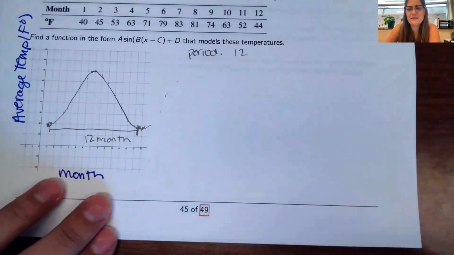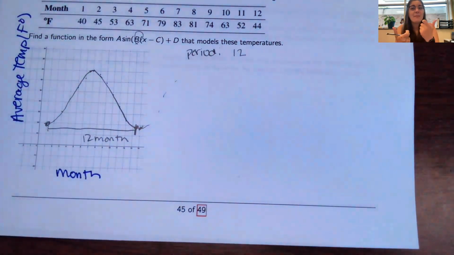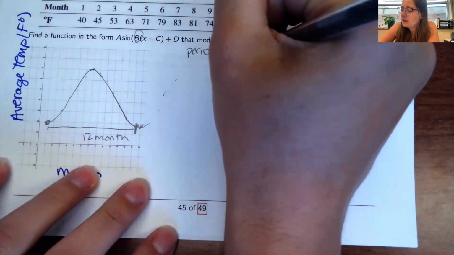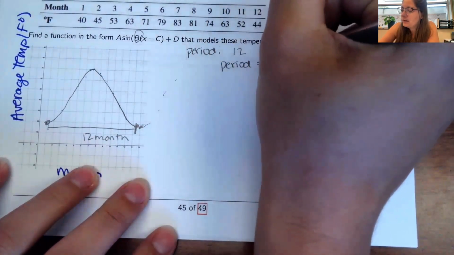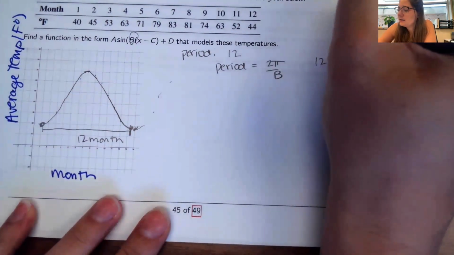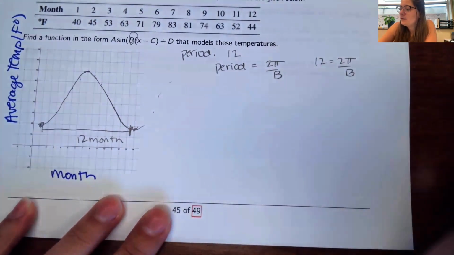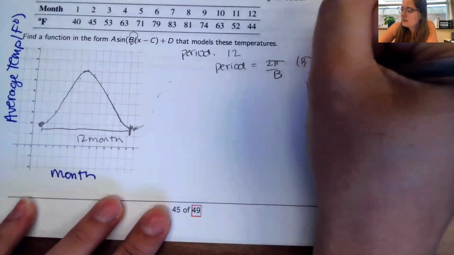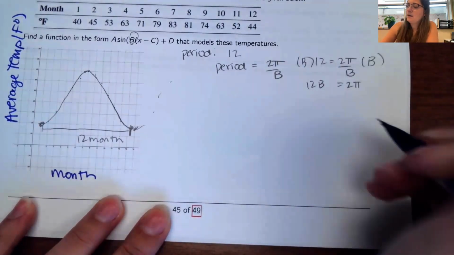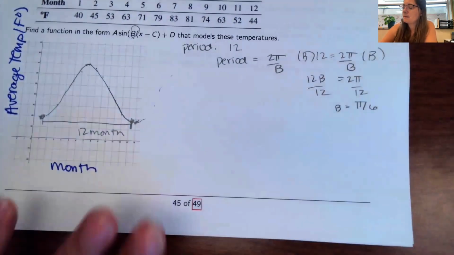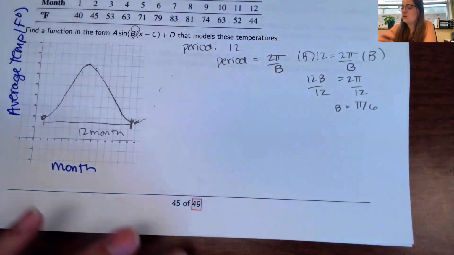So how can I get my B from that? My period helps me get my B, but remember the period is not the B. The period is related to the B. Our formula is that the period is 2 pi divided by B. So I can use this to solve. I can say that 12 is 2 pi over B. If I multiply both sides by B, I get that 12B is 2 pi. I'll divide by 12 and say that B then is pi over 6. Cool, pi over 6. So I've gotten this letter.